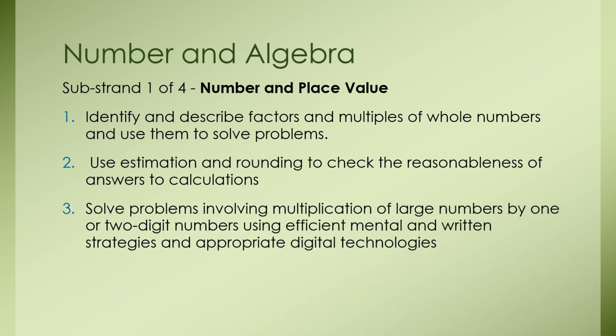The next one is solving problems involving multiplication of large numbers by 1 or 2 digit numbers. So an example of that could be a 5-digit number multiplied by a 1-digit number would be a perfect example of that. And it says to use efficient mental and written strategies and appropriate digital technologies. That's really just meaning digital technologies a lot of the time will mean just calculators, whilst the mental and written strategies will just be pen or pencil to paper.